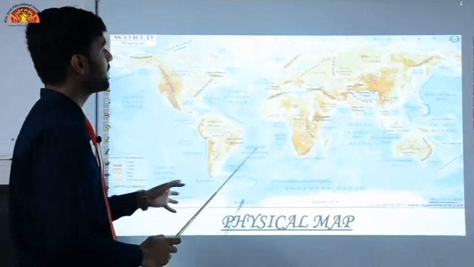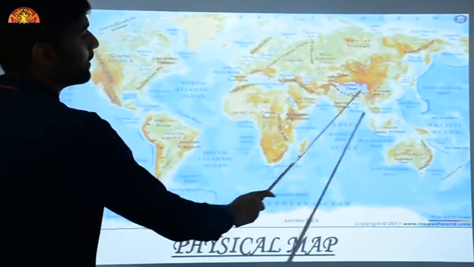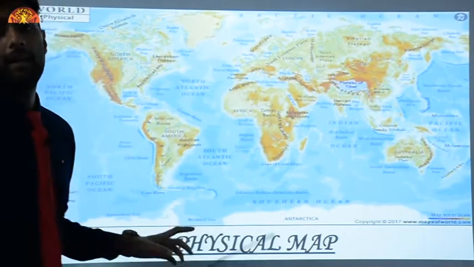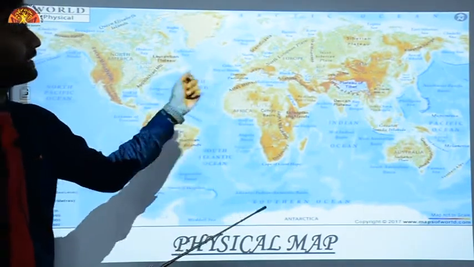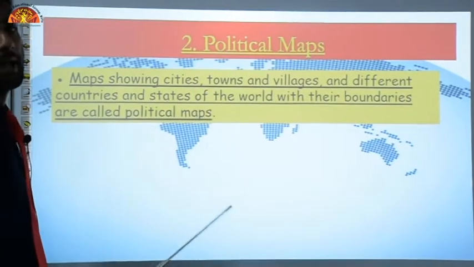Now here is the physical map of the world. On this map I can see the grassland, the mountain ranges, the oceans, right? But this map is not showing me the countries and states. Why not? Because that we can see only in the political maps.